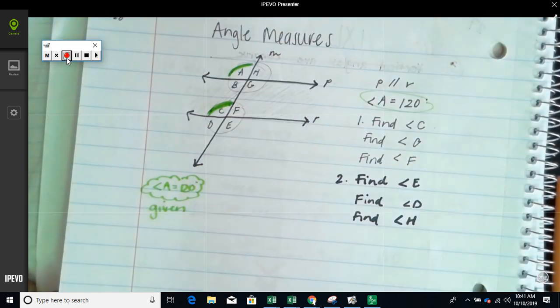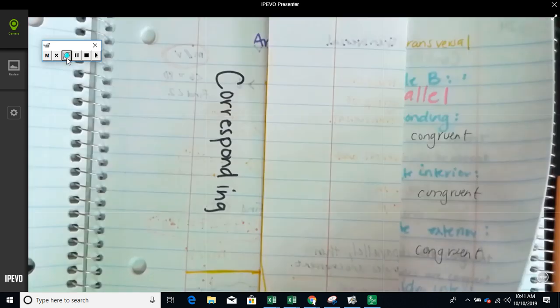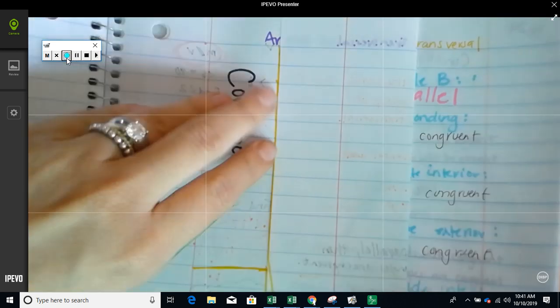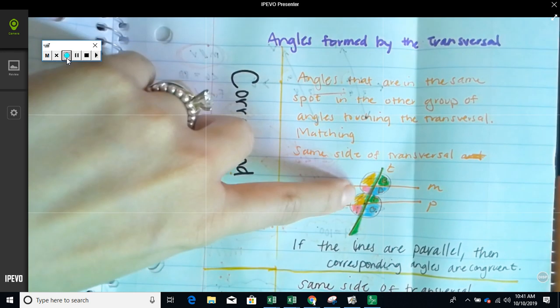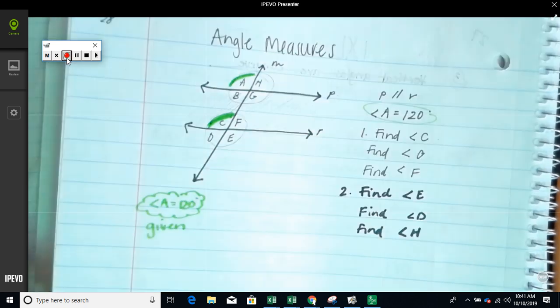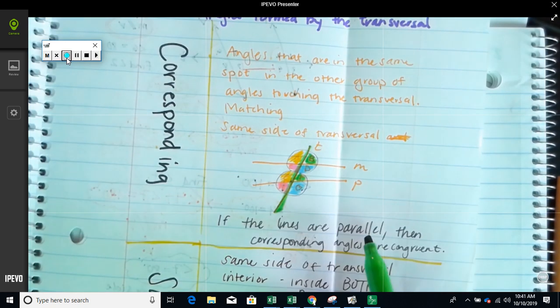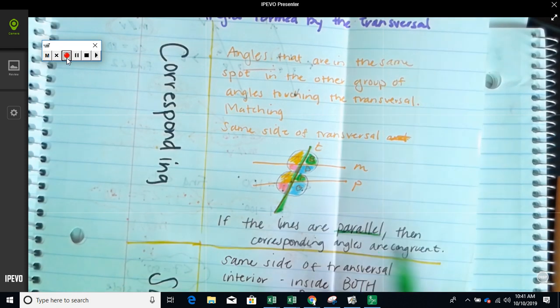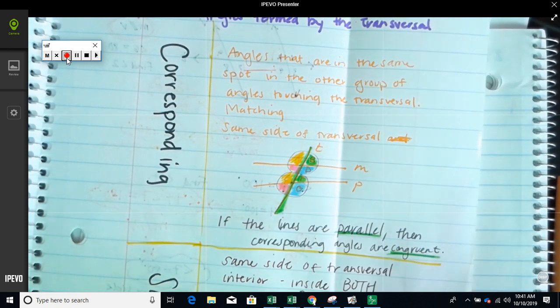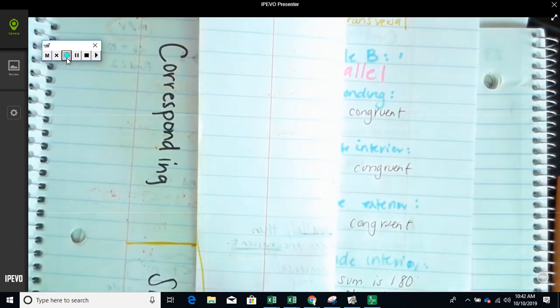They're what? So are they... Exactly. They're corresponding, Francesca. They're in the same spot in both groups. They should be corresponding. Now, corresponding angles, if you look at the notes, A and C are corresponding. So if you look at the notes, if the lines are parallel, then corresponding angles are congruent. If the lines are parallel, corresponding angles are congruent.